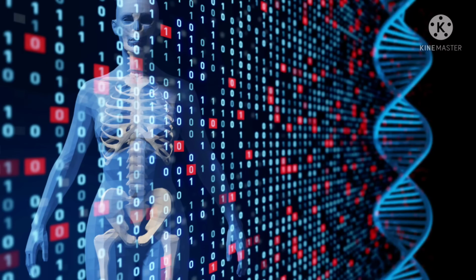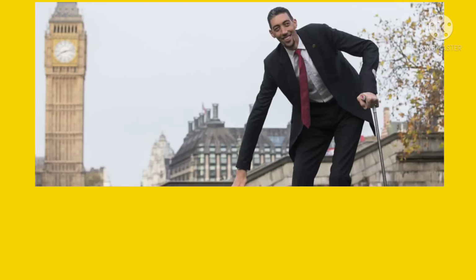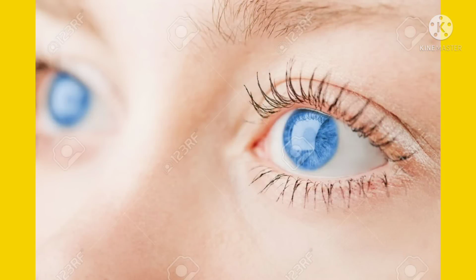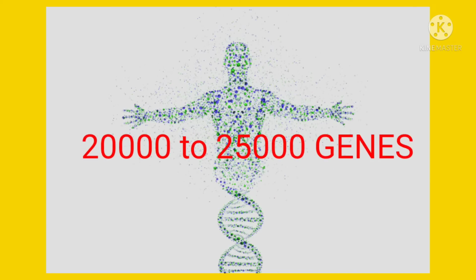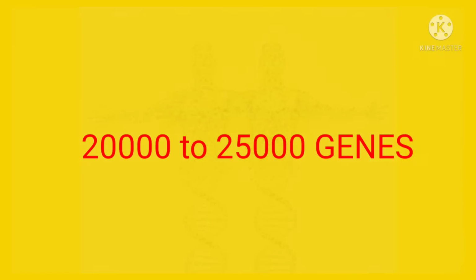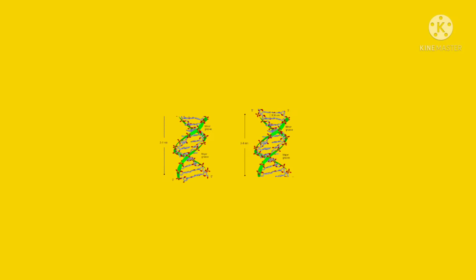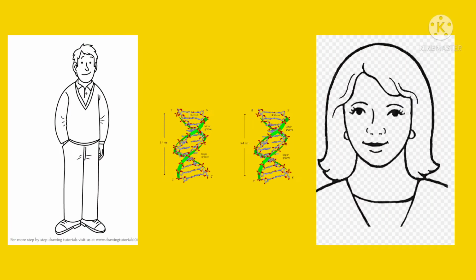Genes make us what we are. Are we tall or short, blue eyes or brown? Humans have between 20,000 and 25,000 genes. People have two copies of each gene, inherited from each of their parents.